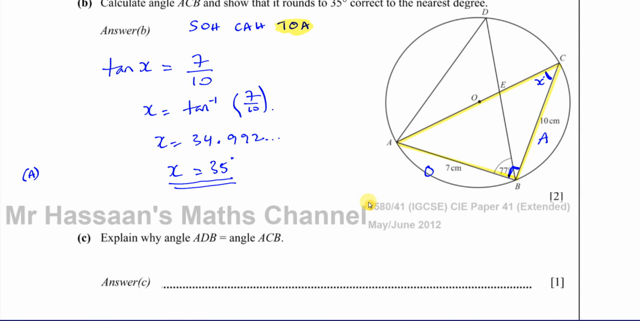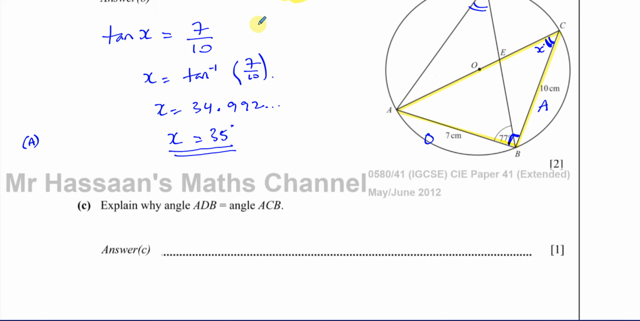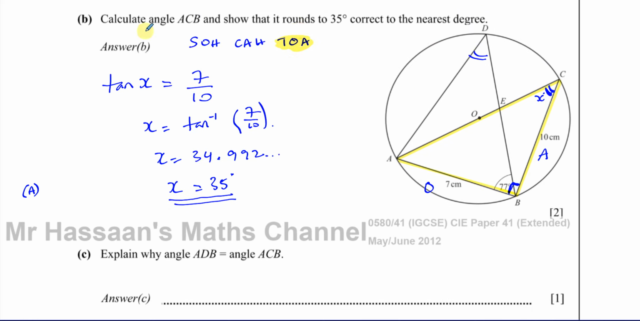Now, the next part of the question says, explain why angle ADB is equal to ACB. ADB, which is this angle over here, is equal to angle ACB, which is the angle we just found. Okay, why are they equal to each other? All right, for a very similar reason as we talked about earlier. I'll just get rid of some of this stuff to make it clearer. So we're showing why this angle is the same as this angle.